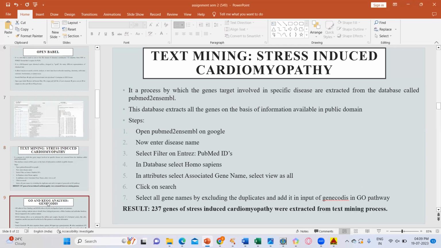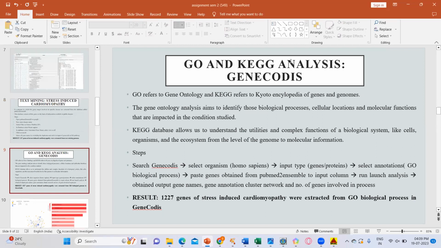The next process is GO and KEGG analysis by GeneCodis. GO refers to Gene Ontology and KEGG refers to Kyoto Encyclopedia of Genes and Genomes. The gene ontology analysis aims to identify those biological processes, cellular locations, and molecular functions that are impacted in the condition studied. The KEGG database allows us to understand the utilities and complex functions of a biological system like cells, organisms, and the ecosystem, from the level of the genome to molecular information.